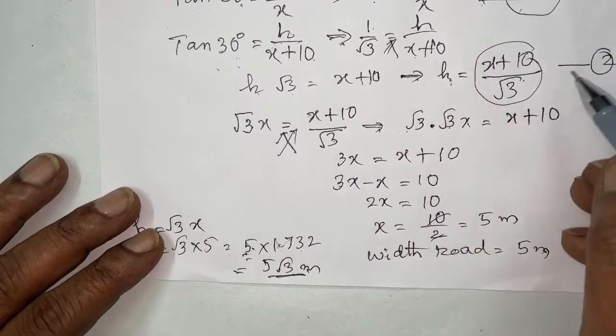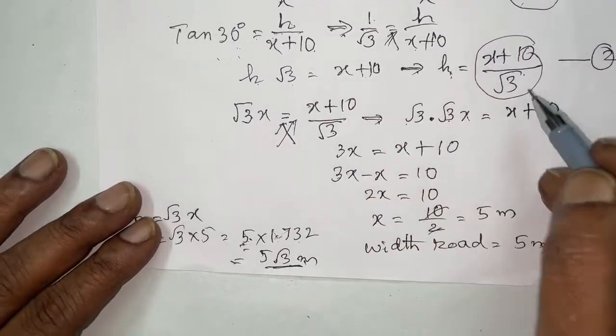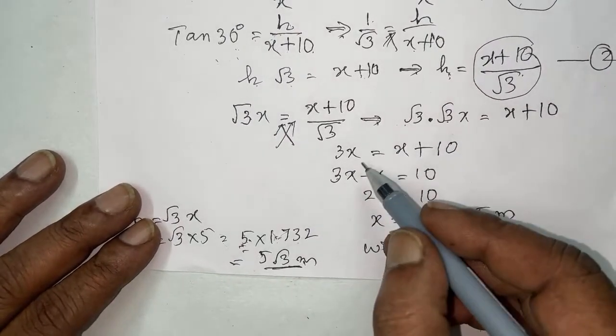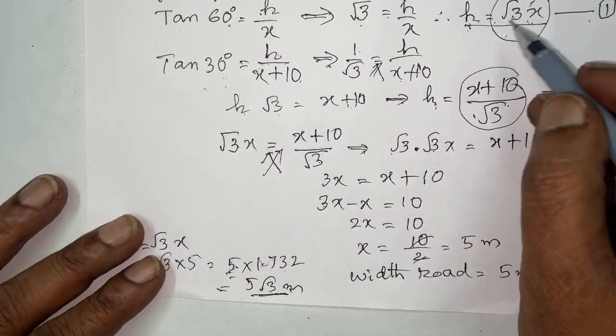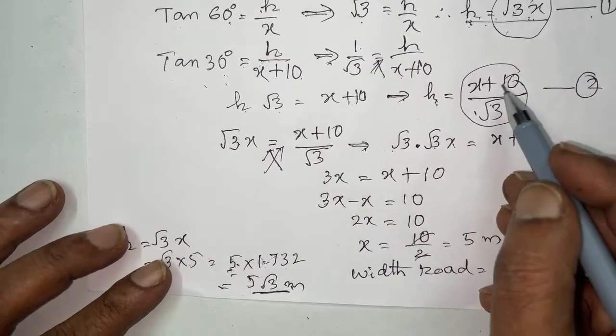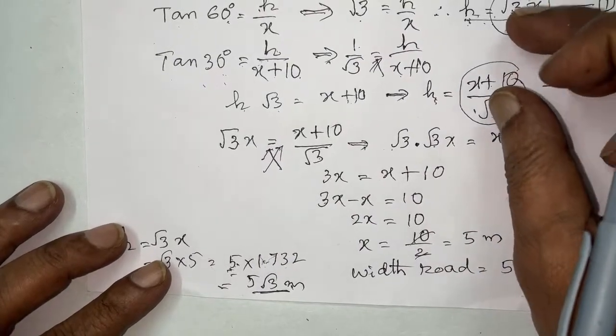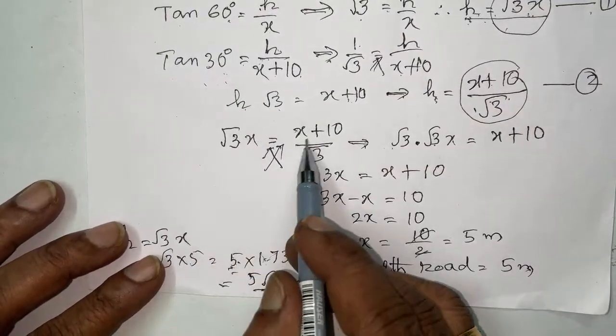Now, by observing equation 1 and 2, what are we getting? Both are h values only. In equation 1, h is equal to, and in equation 2 also, h is equal to. That means these both are equal, so you are equating here.